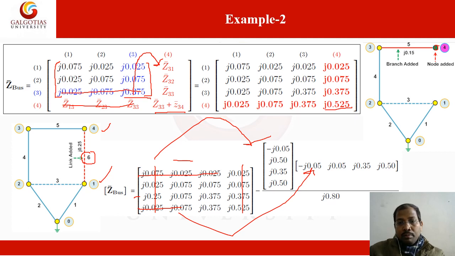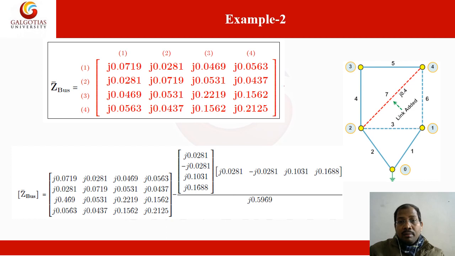So we are getting the 4 by 4 matrix and divide by Z11 plus Z44 plus ZB minus twice of Z14. So we are getting J 0.8. So the product is this matrix and we divide by J 0.8 element by element. So we are getting the 4 by 4 matrix and subtract. We can get a modified Z bus. Here we are adding a new branch, so that's why the size of the Z bus is the same.